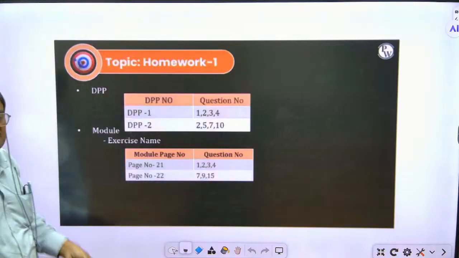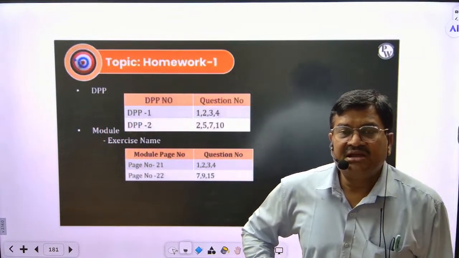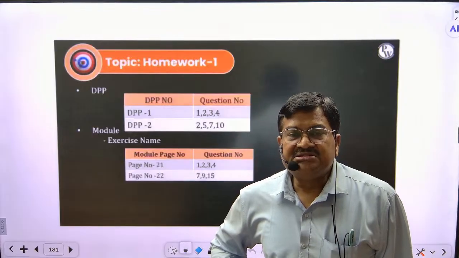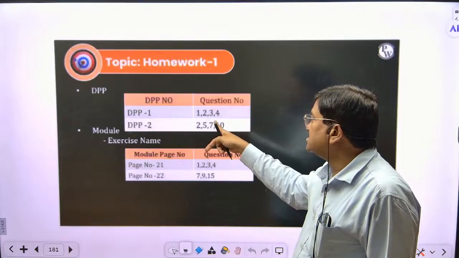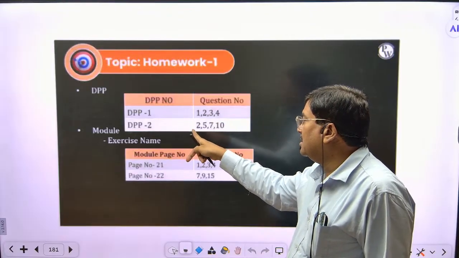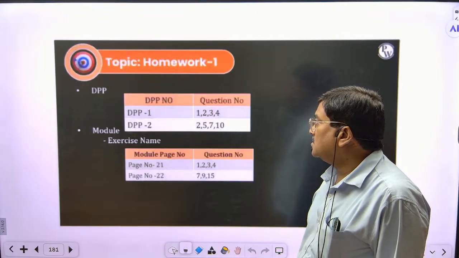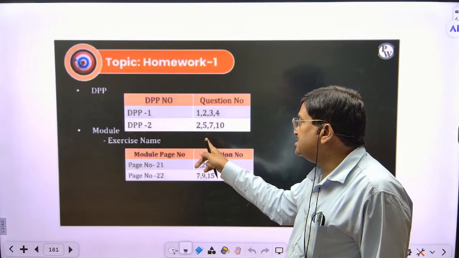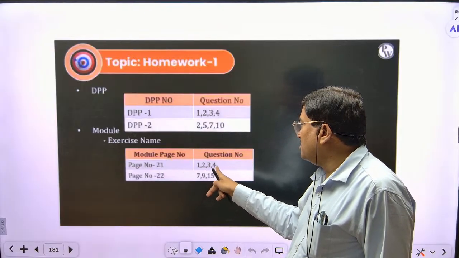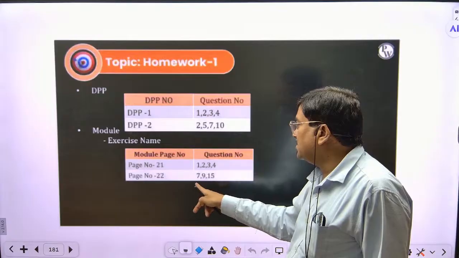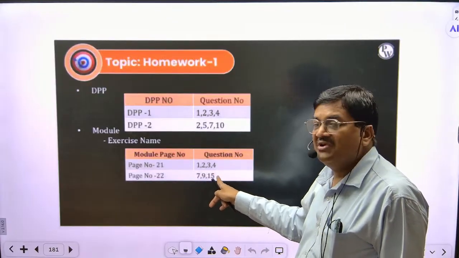From the concepts we have discussed till now, up to azeotropic mixture. In the next class we start colligative properties. Clear? So make a note: try to solve questions 1, 2, 3, 4 from DPP 1 and DPP 2: 2, 5, 7, 10. DPP is the daily practice sheet, and exercise question C, page number 21: 1, 2, 3, 4. Make a note of the question numbers and page numbers given. And page number 22: 7, 9, 15. Try to solve these questions for homework.